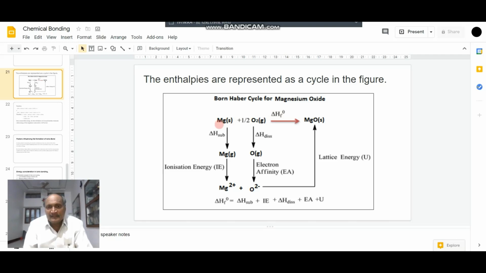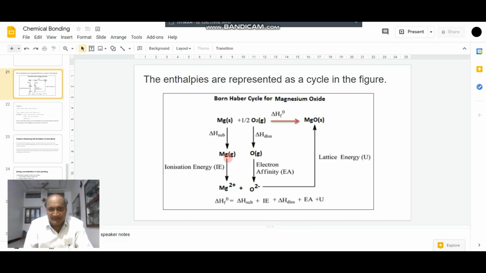So here in the first step, the metallic magnesium is subjected to sublimation. When we supply a certain amount of energy in the form of sublimation energy to the metallic magnesium, it will be converted into magnesium in the gaseous state. So here a metallic magnesium, by the supply of sublimation energy, is converted into a gaseous magnesium atom.